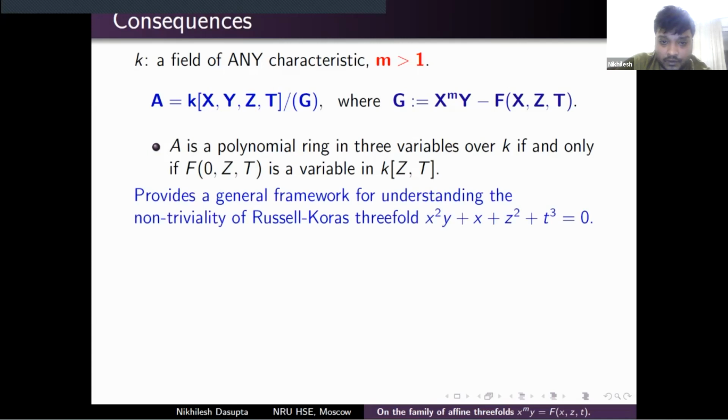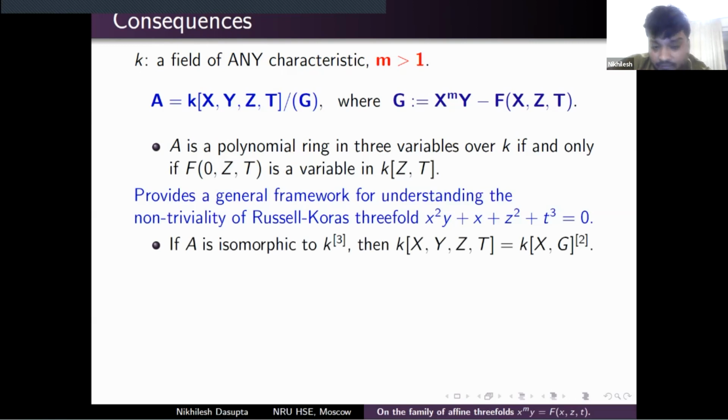If you remember, the Russell-Koras threefold of the first kind is given by this equation x squared y plus x plus z squared plus t cubed. This is of the form of G. You take m to be 2 and f(x,z,t) to be x plus z squared plus t cubed. Now look at what is f(0,z,t), that is z squared plus t cubed, that is singular. So it can never be a line, forget a variable. So the Russell-Koras threefold will not be isomorphic to K3. So this gives another proof, and also a family of similar polynomials.